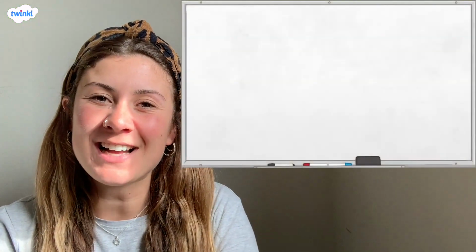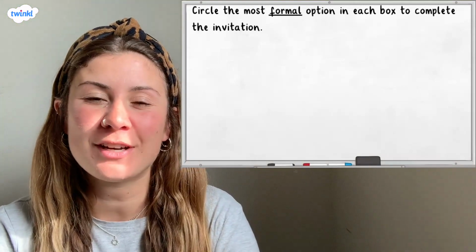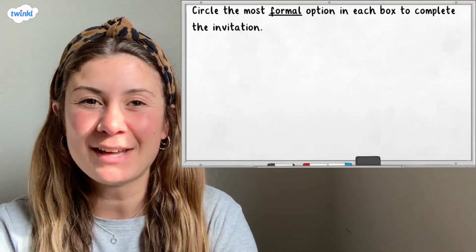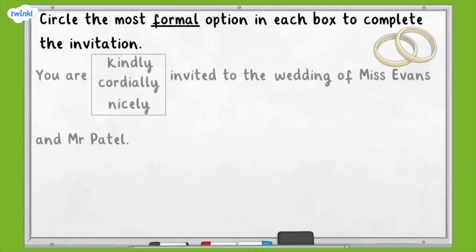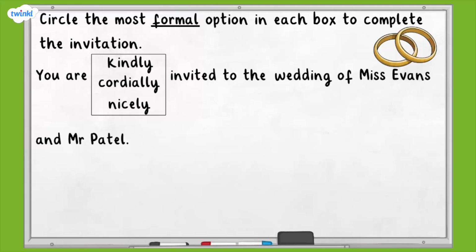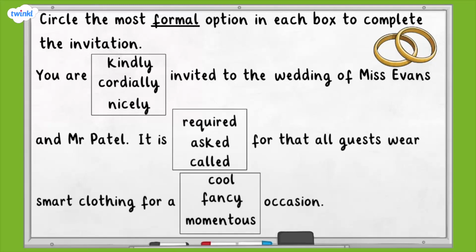For the final question, you're being asked to circle the most formal option in each box to complete the invitation. You are kindly, cordially, nicely invited to the wedding of Miss Evans and Mr. Patel. It is required, asked, called for that all guests wear smart clothing for a cool, fancy, momentous occasion. Pause your video now and hit play when you are ready.